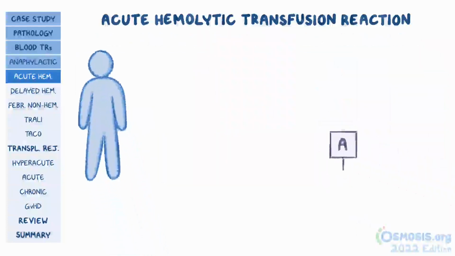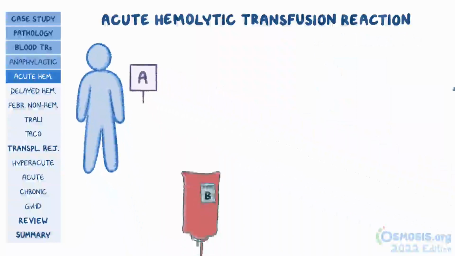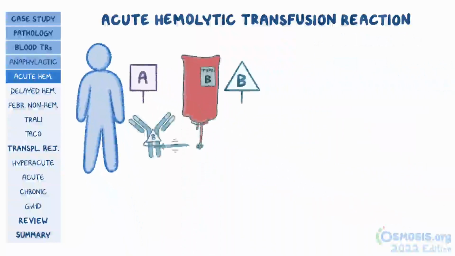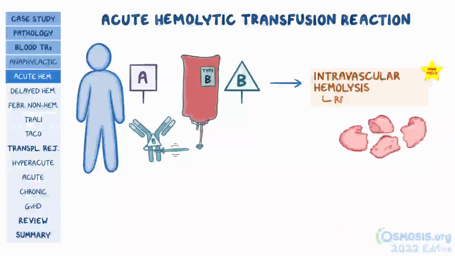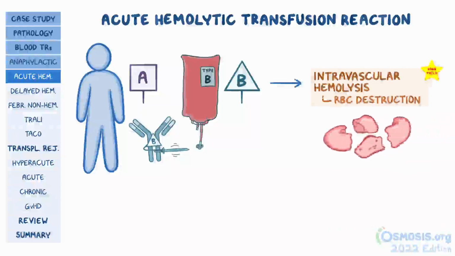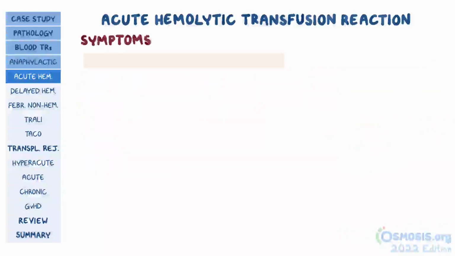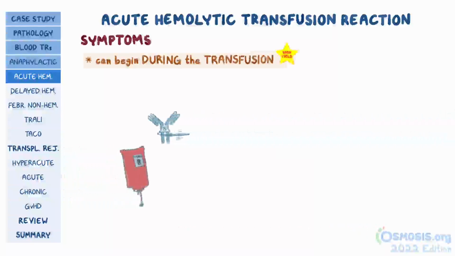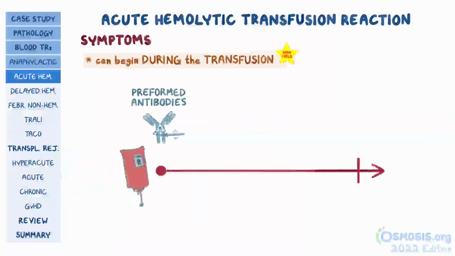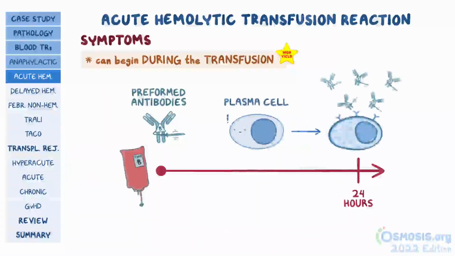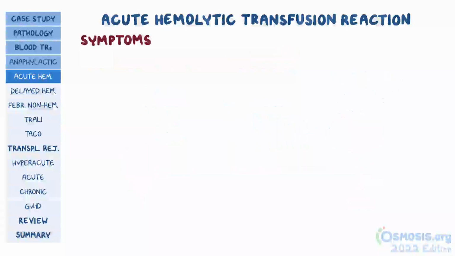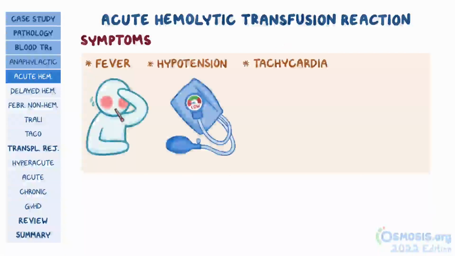Now, as an example, if a recipient with type A blood is given a transfusion from a donor with type B blood, the recipient's immune system will attack the donor blood, leading to intravascular hemolysis, or red blood cell destruction within the recipient's blood vessels. Symptoms of acute hemolytic transfusion reaction can begin during the transfusion due to the presence of preformed antibodies, or any time within 24 hours from the transfusion, which is the time it takes plasma cells to form the antibodies. Individuals who have acute hemolytic transfusion reactions may experience fever, hypotension, tachycardia, and tachypnea.